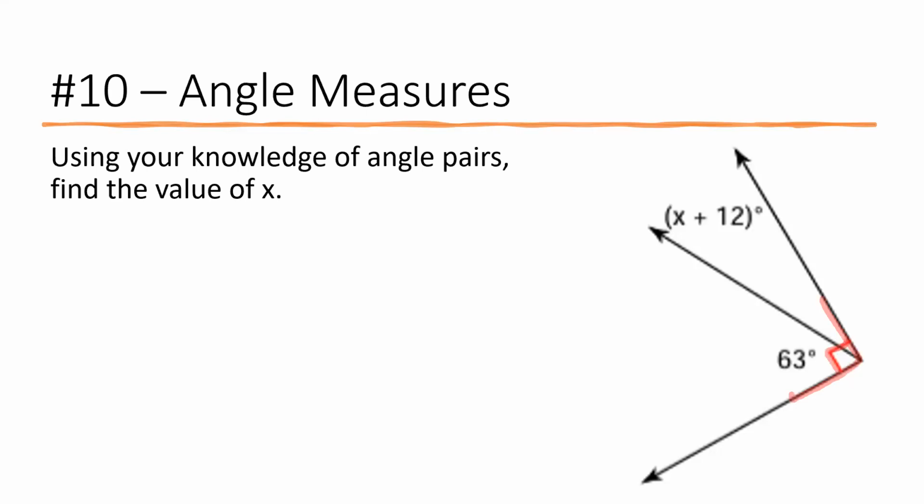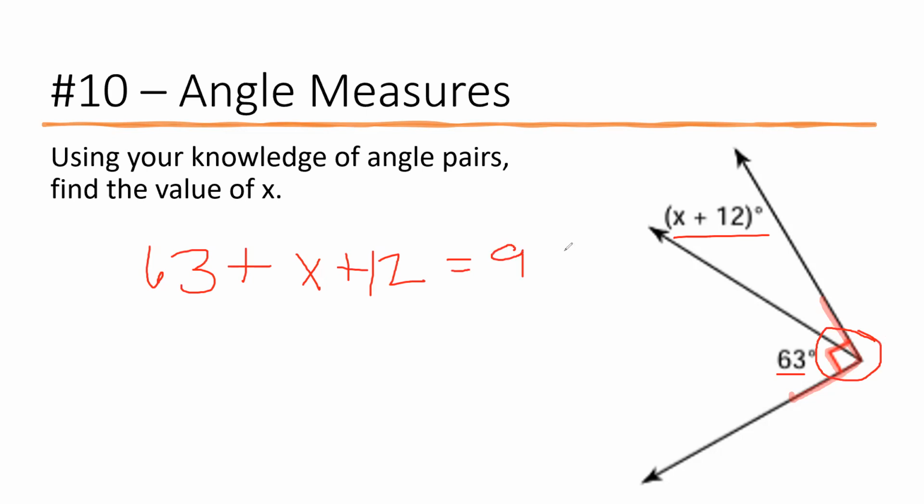So instead of us setting our equation equal to 180, we're now going to set our equation equal to 90, because I know that this angle of 63 plus this angle of x plus 12 is going to be equal to 90 degrees because they're complementary angles. All right, let's solve our equation for x again, because that's what it's asking us to do here, find the value of x.